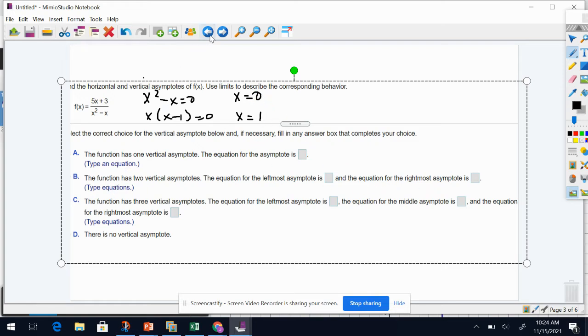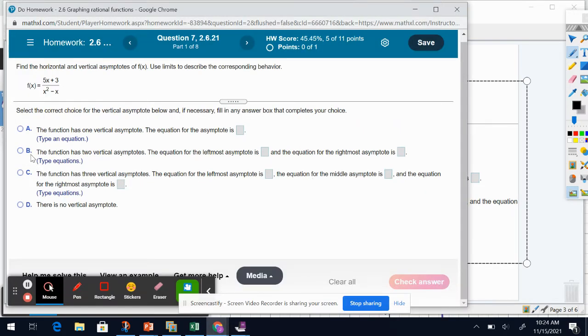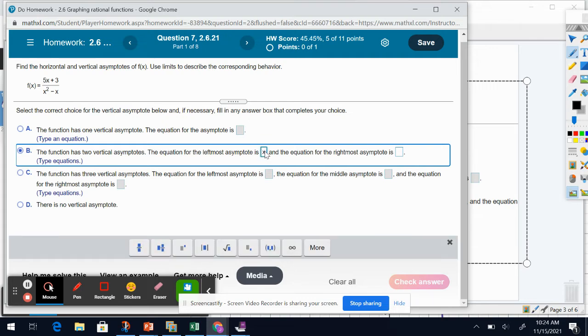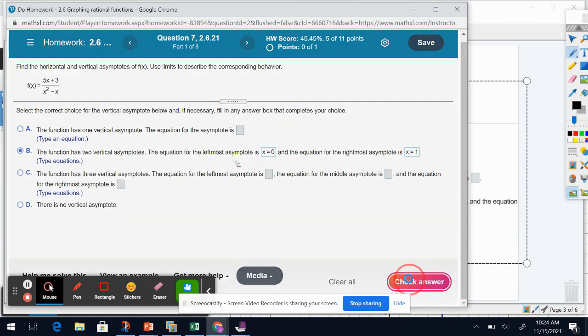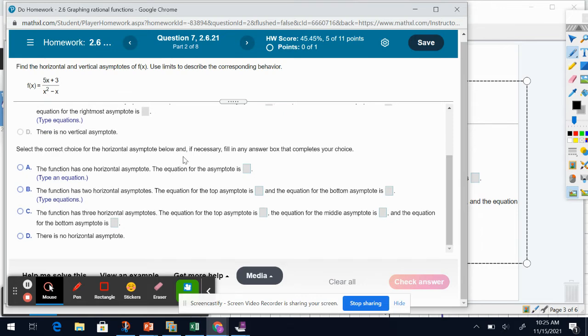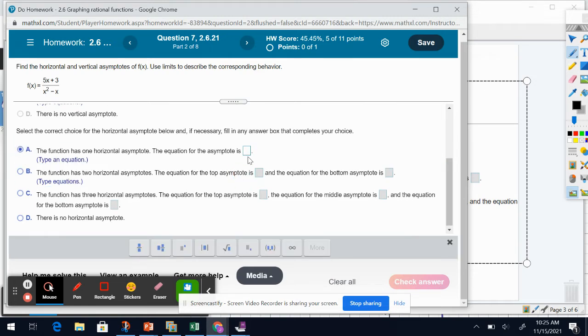Type equation, so I have to put x equals. Go back to the problem. There are two vertical asymptotes. I've got x equals 0, and x equals 1. Check my answer. Nice work. Now it's going to ask you to select the choice for the horizontal asymptote. Again, the degree of the top is less than the degree of the bottom. So this has one horizontal asymptote, and that horizontal asymptote is at y equals 0.